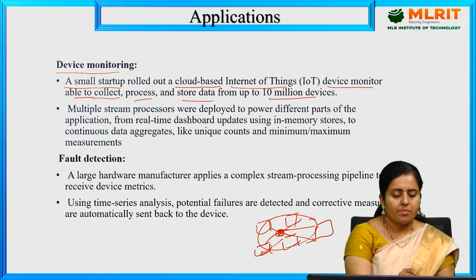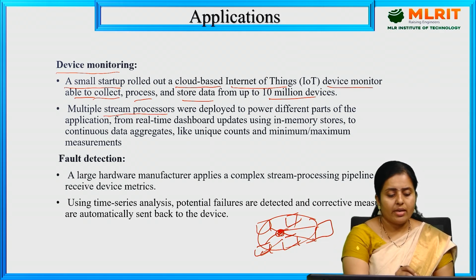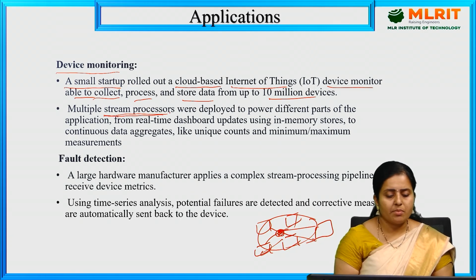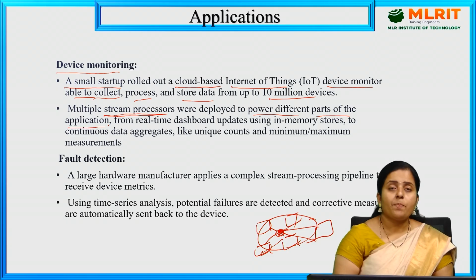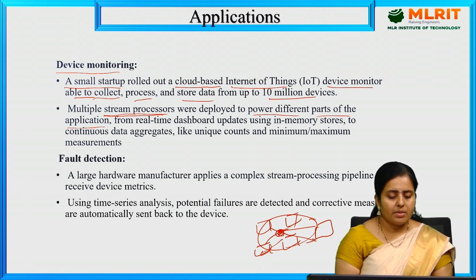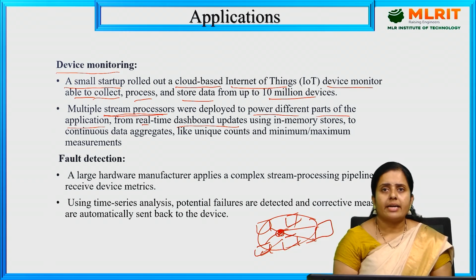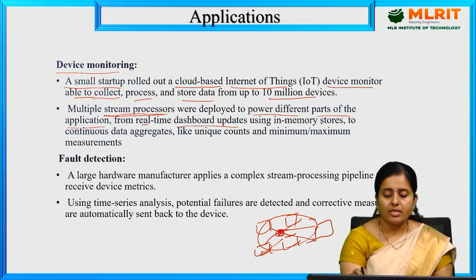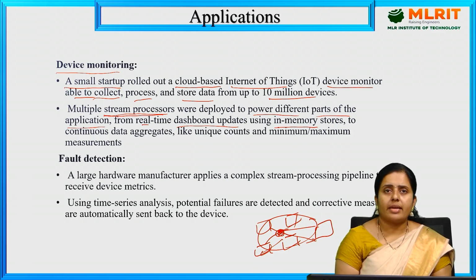Multiple stream processors: in each device, one processor is going to exist. From multiple devices, multiple stream processors were deployed to power different parts of the applications. In each and every device there are a number of applications involved, and those applications are processed by multiple stream processors for real-time dashboards. As you know, every application has dashboards, right? Those dashboards are updated using in-memory stores. Every device has its own inbuilt memory.